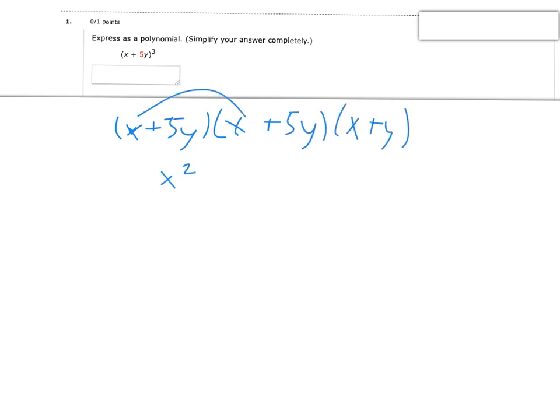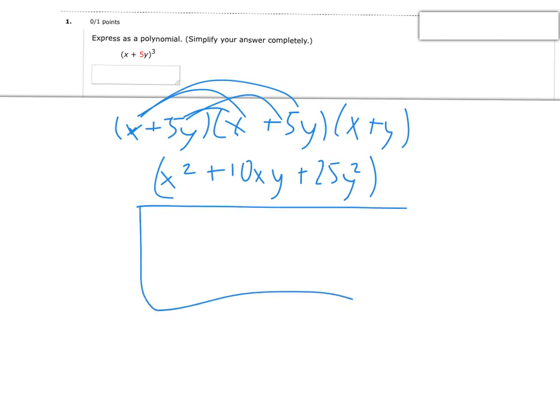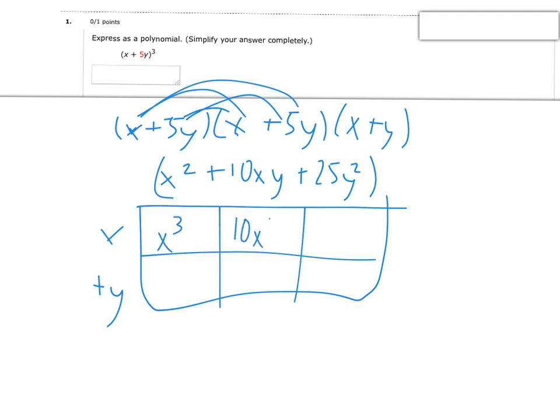So this will be x squared, and then 5xy and 5xy will make 10xy, and then 25y squared. And so now we're going to need to multiply that by x plus 5y again, which is where I usually use the box here. So we get x to the third, we get 10x squared y. Oh, this is 5y. Okay, we'll fix that right there, no problem. And then this will be 25xy squared.